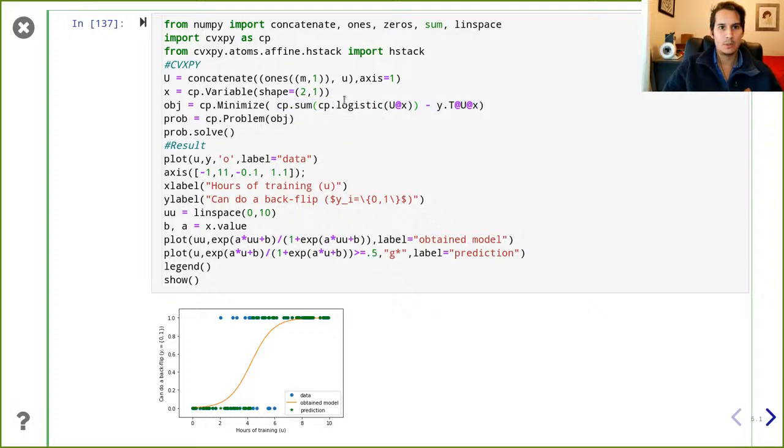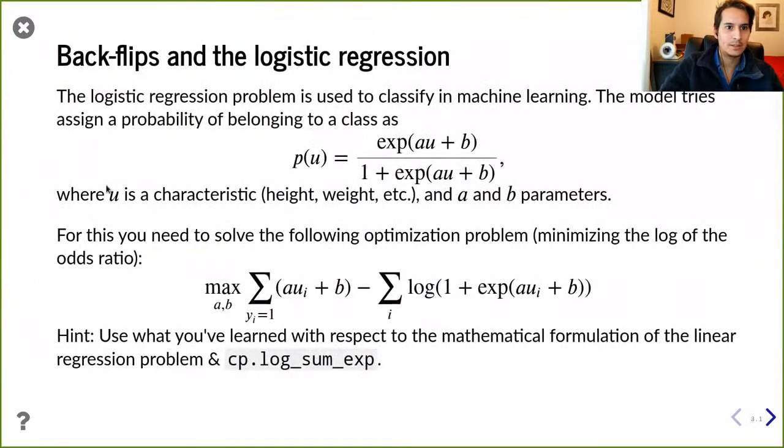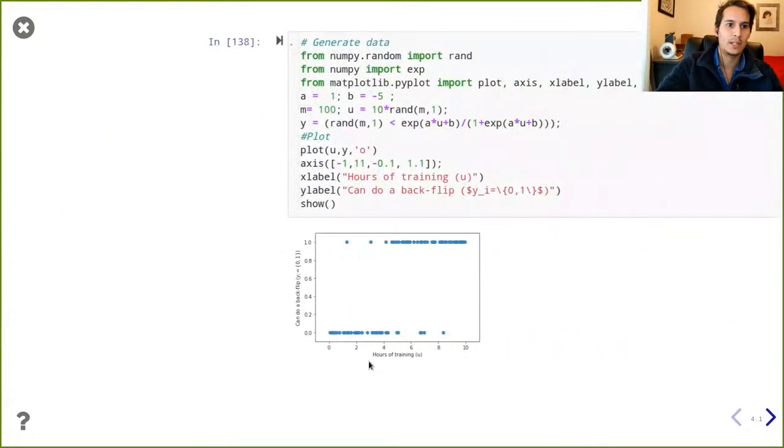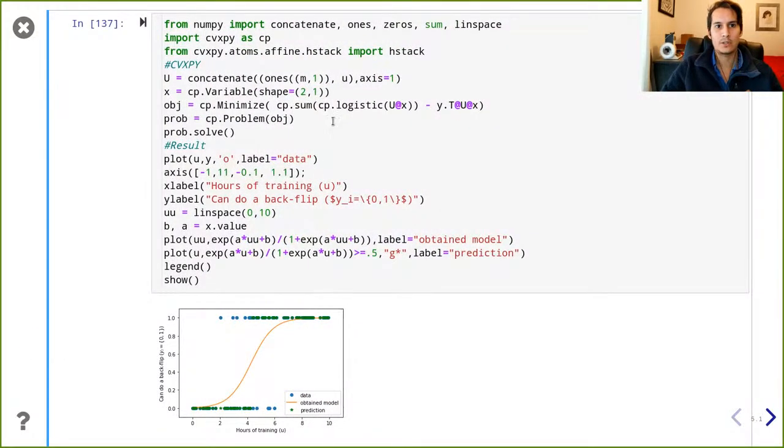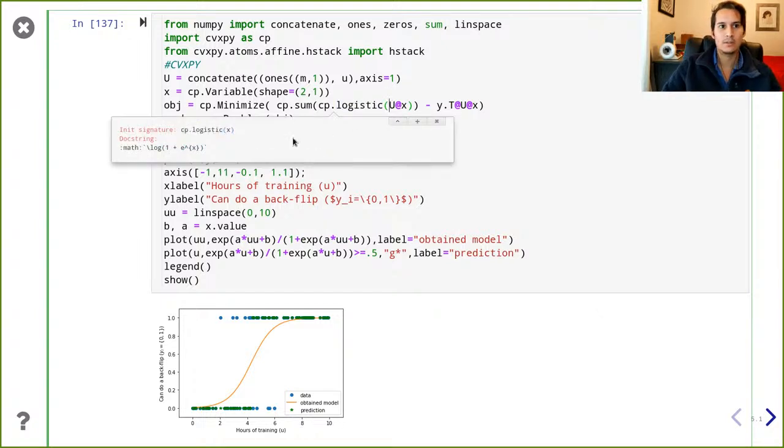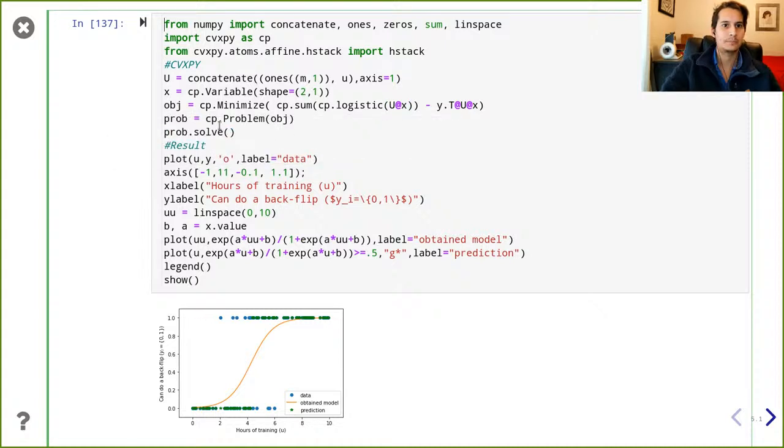But as you can see here, one tiny detail is that instead of using the sum of the logarithms, log sum exp, I don't remember exactly the name of the function, I directly used a function that CVXPY has that is called logistic. And you can see, when you look at the help of the function, that you have the logarithm of 1 plus the exponential of the variable. That is exactly what we want to do. So with this function you can skip a step basically.